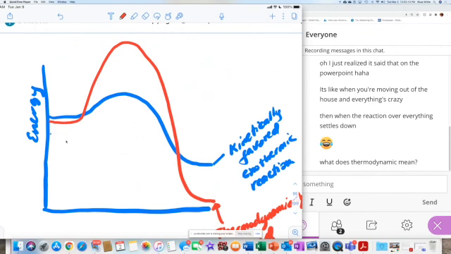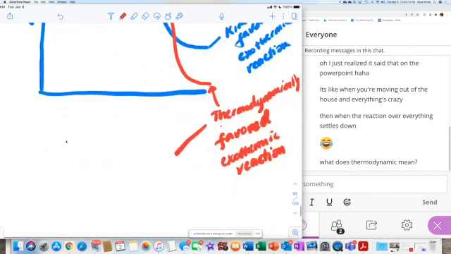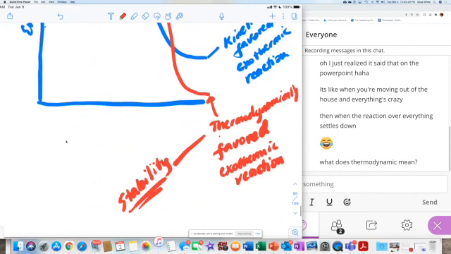We haven't gotten to that chapter yet, but thermodynamics has to do with stability. So when you're saying thermodynamically favored, you're saying it's going to make a more stable product. When you're saying kinetically favored, it's going to make the product quickly. So the thermodynamically favored product is the one that is more stable.